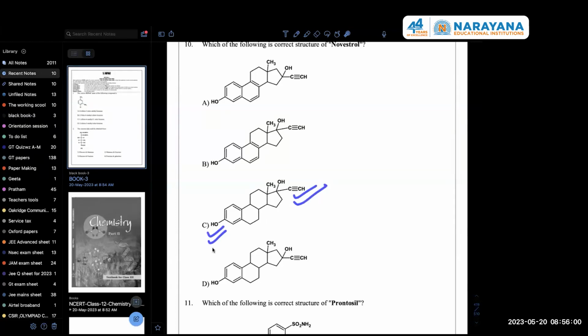Both can give a neutral FeCl3 test also. So novestrol and norethindrone both will give a white precipitate with Tollens reagent because they have a terminal alkyne. Both will give a neutral FeCl3 test because they have phenolic OH.